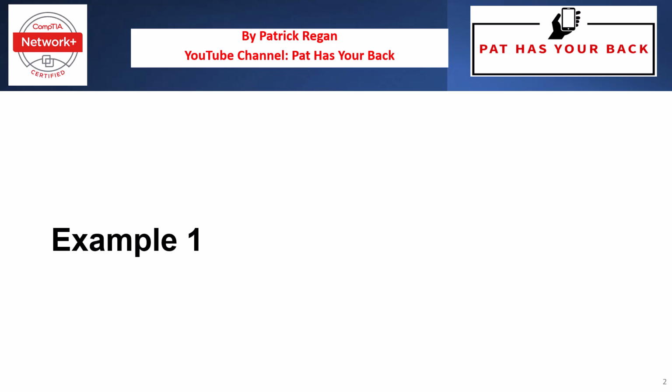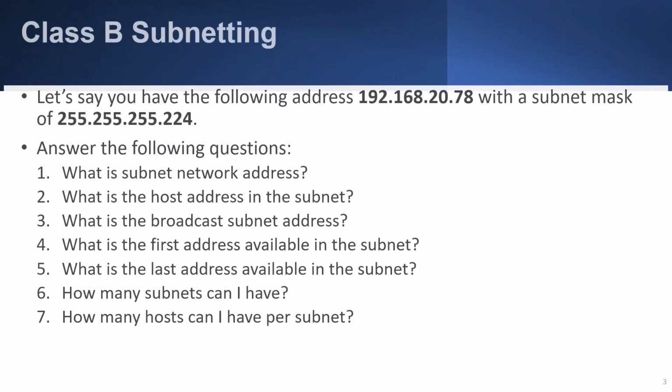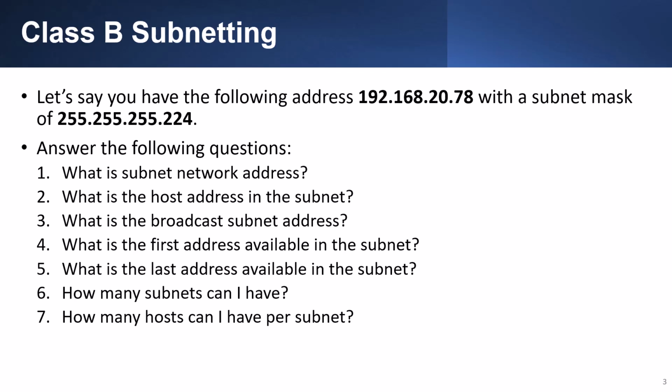Let's look at our first example. Let's say you have the following address, 192.168.20.78 with a subnet mask of 255.255.255.224. Answer the following questions.